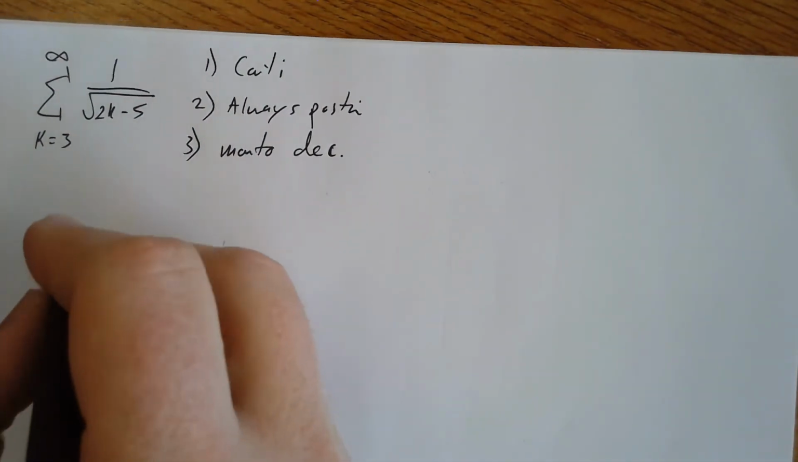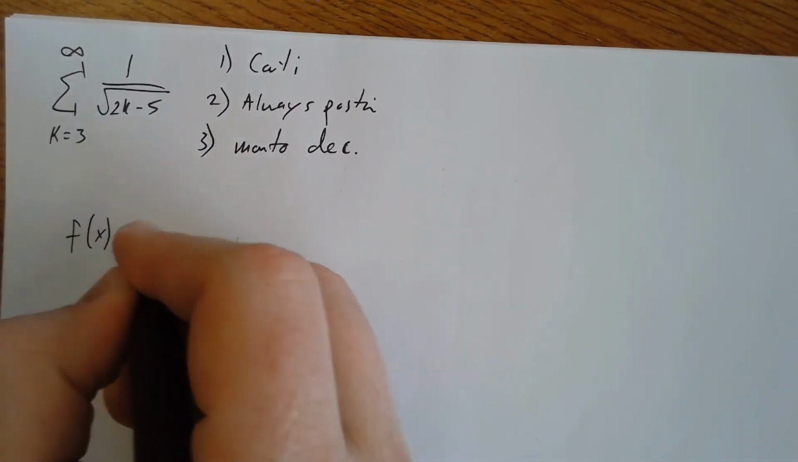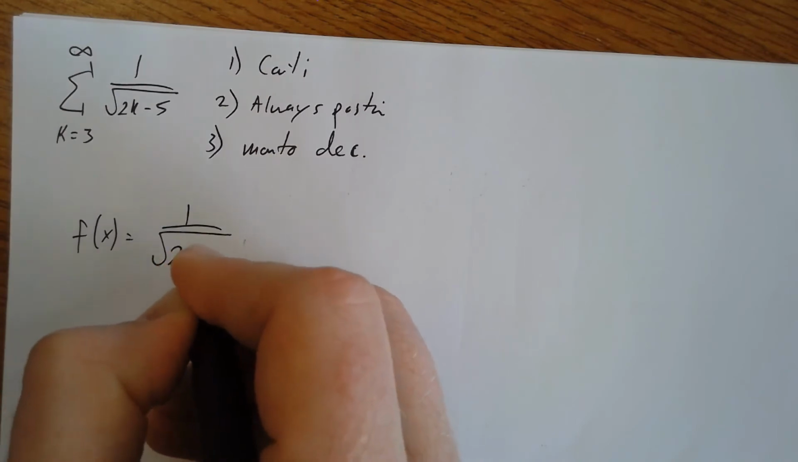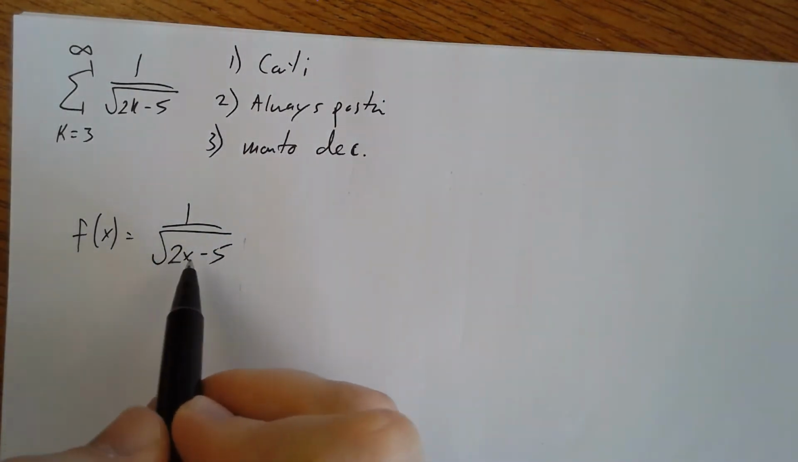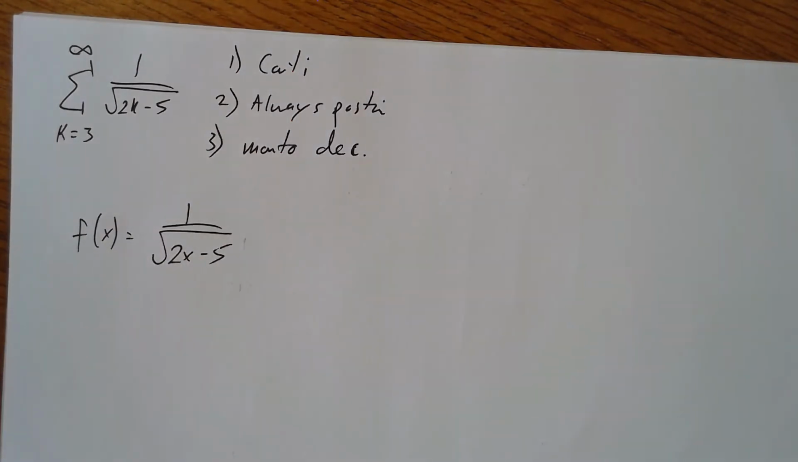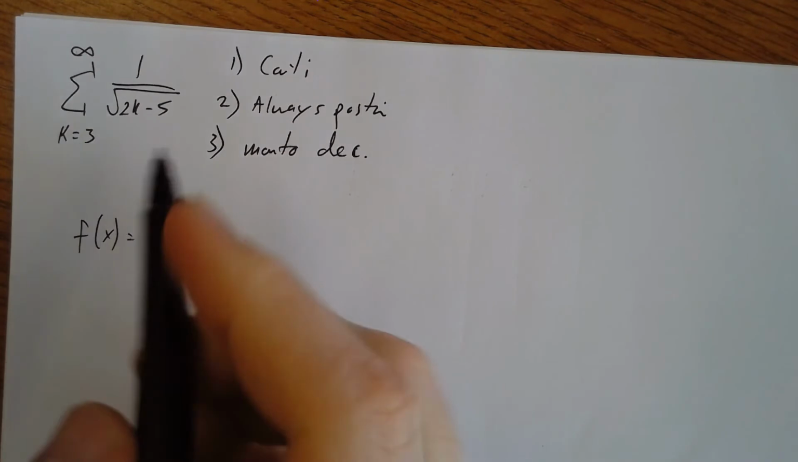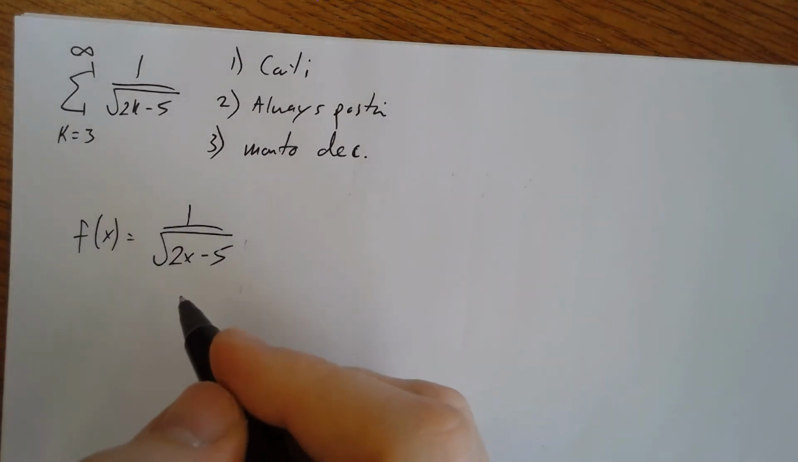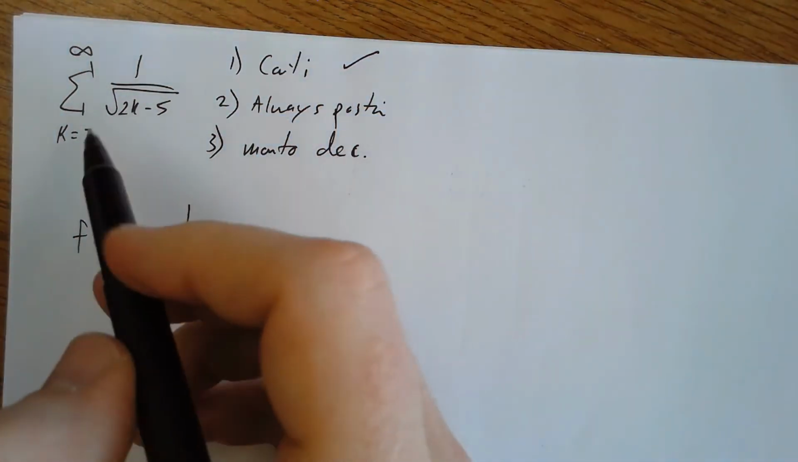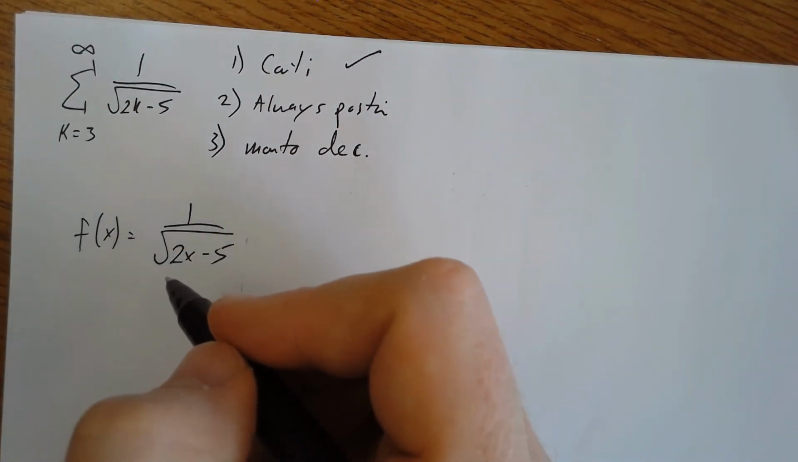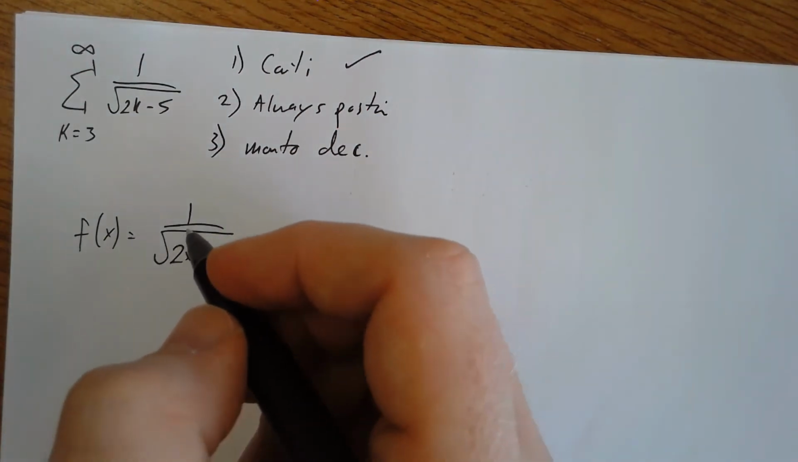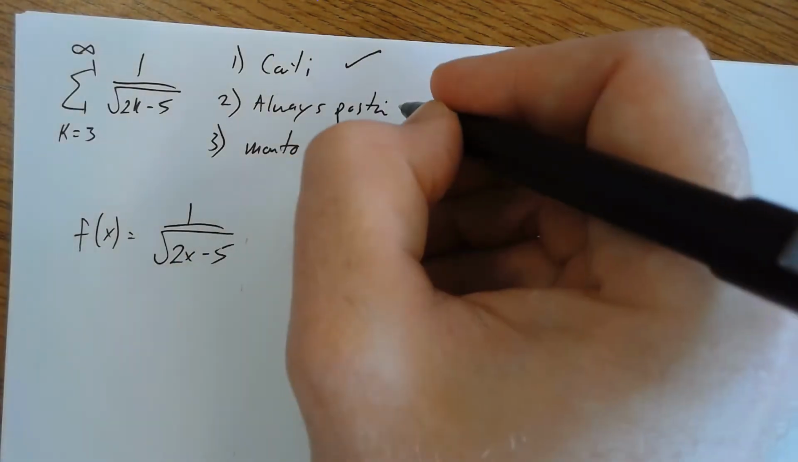Well, this function f of x equaling 1 over the square root of 2x minus 5, it is continuous everywhere except for where the denominator is 0 or where the radical has a negative on the inside of it. But since we're working from 3 and on, 3 never has an issue with this interior of the radical, so it is continuous everywhere. Also note that this is 1 over the positive square root, and the square root will never spit back a negative number. Given that the square root will never spit back a negative number, we are always positive.